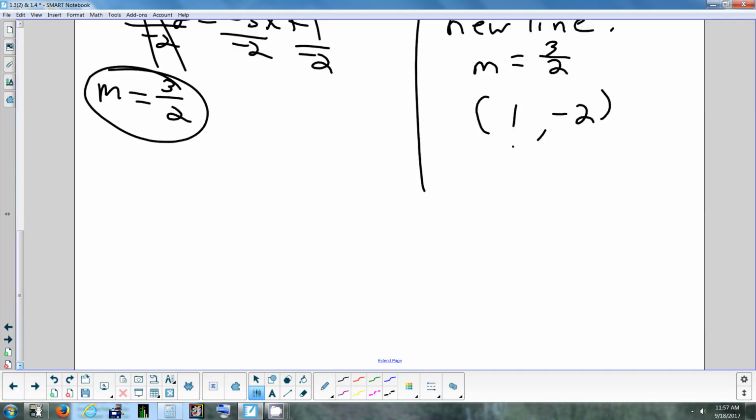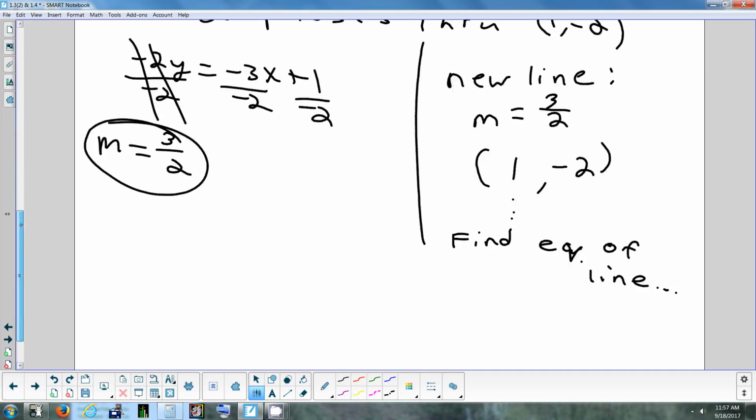Okay, so now, find equation of line. What if you wanted a line that was perpendicular? What would you use for a slope instead of 3 over 2? You'd use -2 over 3. Yeah. And you do the same thing, just with a different slope. So any questions on finding an equation of a line parallel or perpendicular to another line? Okay.